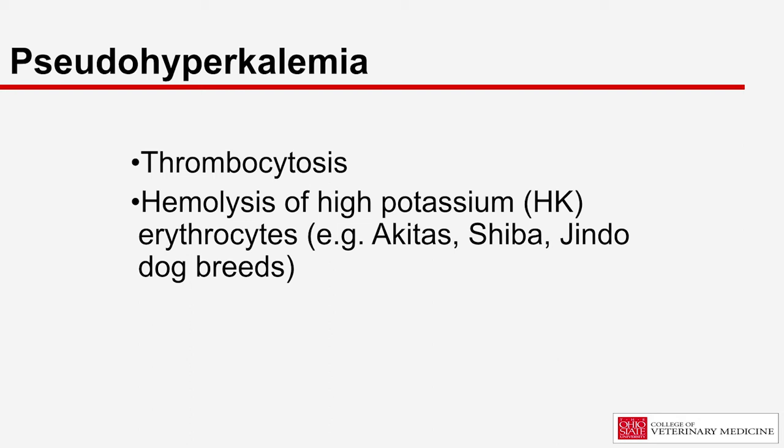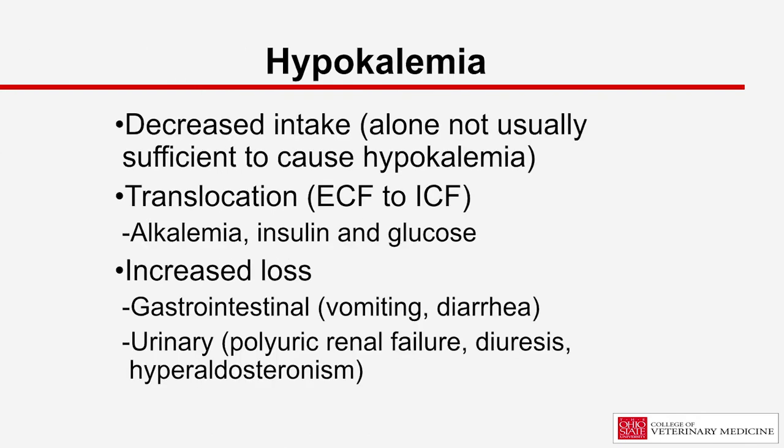Likewise, most dogs and all cats that I know of, unlike people, have red blood cells that have a low potassium content. Our red blood cells have a high potassium content, so that varies by species. But within the species dog, there are a few breeds, mainly the Asian breeds, the Akita, the Shiba Inu, and the Jindo breeds, that do have high potassium red cells, and hemolysis can cause hyperkalemia. But again, it happens in the test tube when the hemolysis occurs, that you then measure that and you get a high potassium. It's called pseudo-hyperkalemia because it's happening in the test tube, not in the patient.